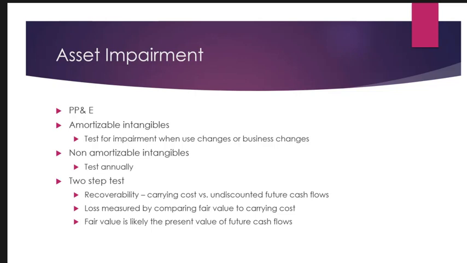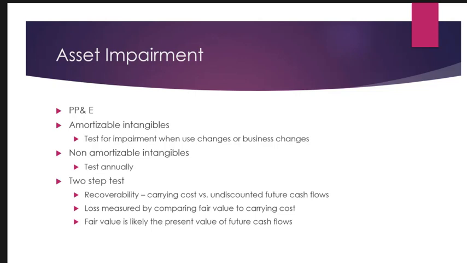Okay? That also applies to amortizable intangibles. Those are intangible assets that actually get used up over time. They have a specific useful life, like a patent. That also would be tested for impairment when the use changes or our overall business changes such that we can't use that asset in the same way as we were.